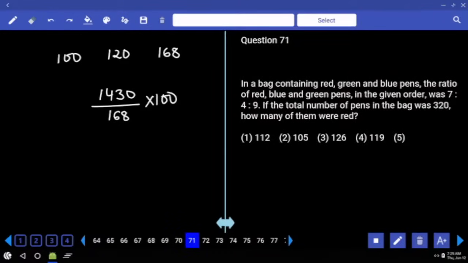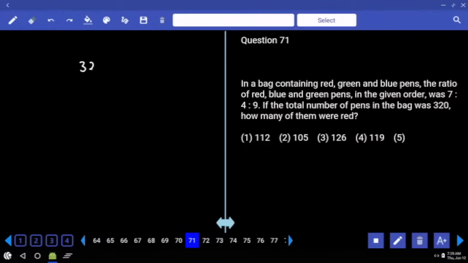In a bag containing red, green, blue pens, the ratio of red, blue, green is 7:4:9. If the total number of pens in the bag was 320, how many of them were red? Total, how many parts are there? 20 parts, correct? 320 is divided into 20 parts. Each part is equal to 320 divided by 20.